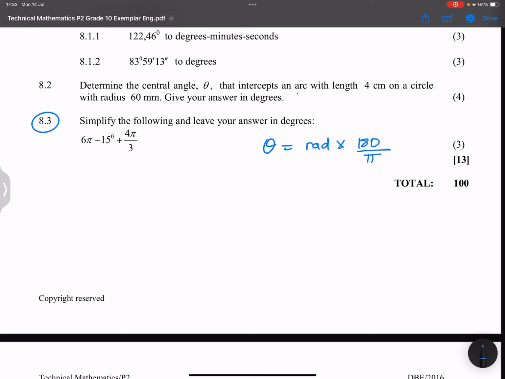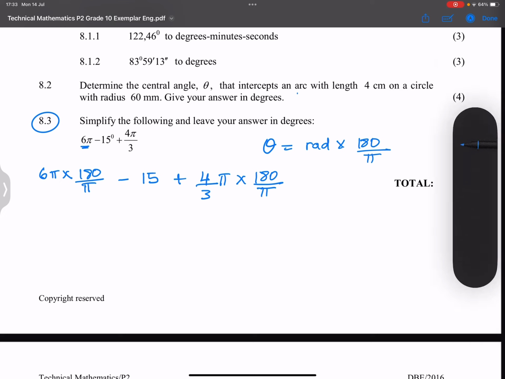So we're going to say, well, you've got 6 pi plus 6 pi over 3. In fact, if you want to, just simply convert first. So you've got that in degrees, that's 6 pi. So this is going to be 6 pi multiplied by 180 over pi minus 15 degrees plus 4 over 3 pi multiplied by 180 over pi.